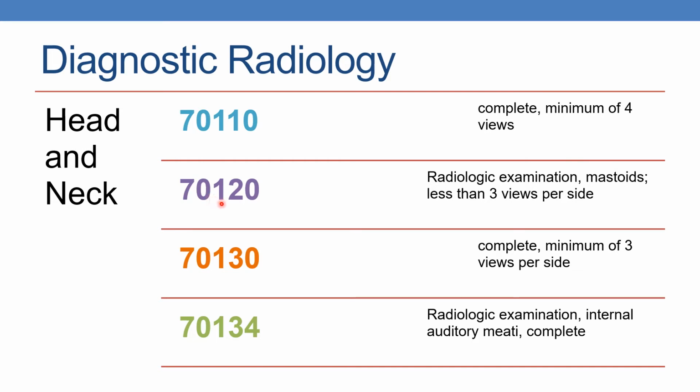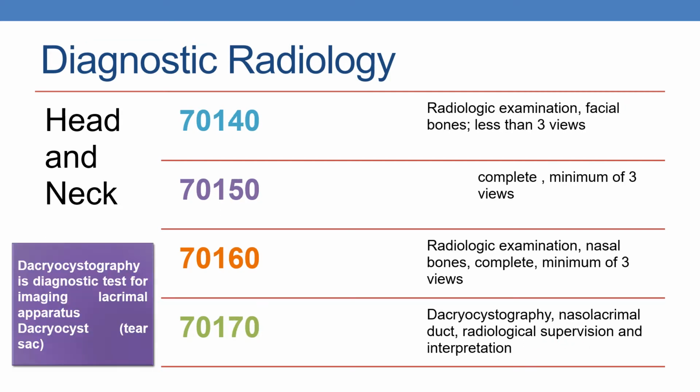The next CPT is 70120. It deals with radiological examination mastoids, less than 3 views per side. The next is 70130. It deals with radiological examination of mastoids complete, minimum of 3 views per side. The next is 70134. It deals with radiological examination internal auditory meatus complete. Now coming to the next CPT, 70140. It deals with radiological examination facial bones, less than 3 views. The next is 70150. It deals with radiological examination facial bones complete, minimum of 3 views.